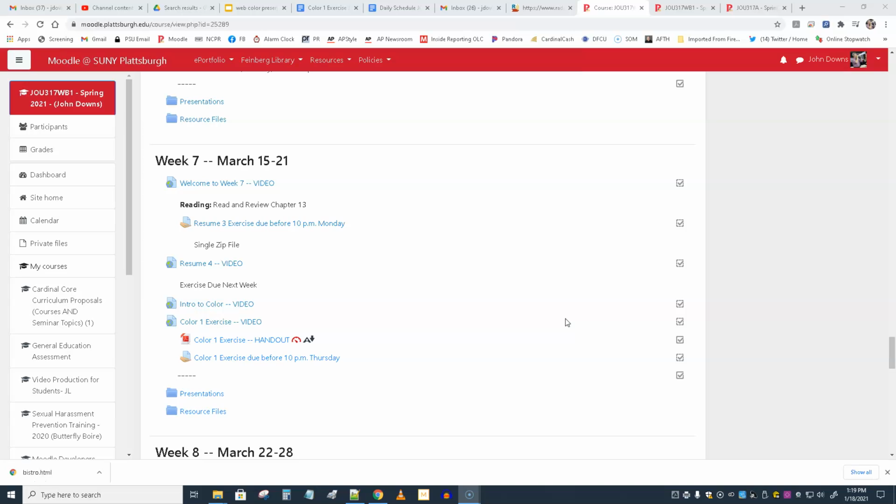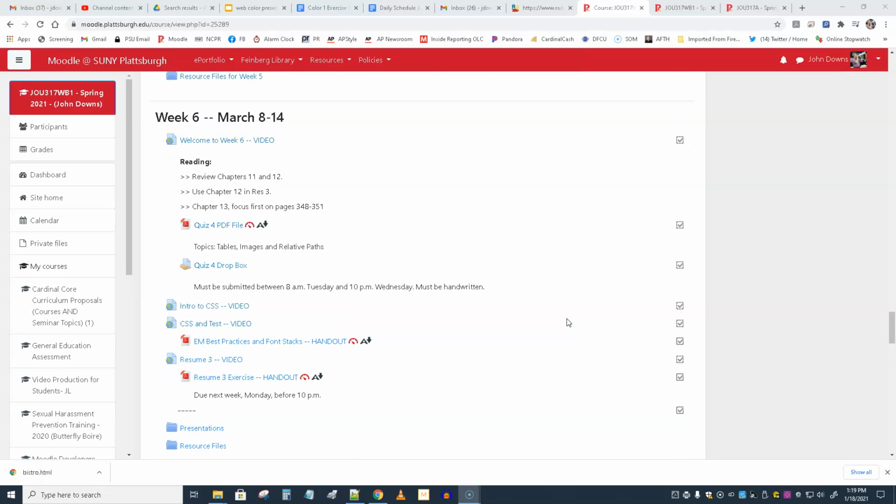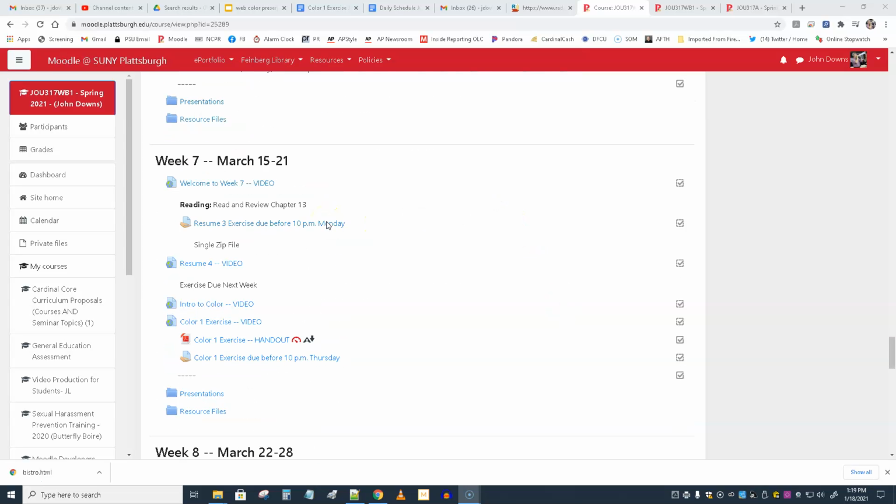So this week, there's no new reading, except you probably didn't really read all of chapter 13. I only asked you to start with looking at some later pages in it. In last week's listing, I said to start with pages 348 to 351, and that is fine, but now read the whole chapter. This is color. Those first pages were about external style sheets, which is going to relate to resume 4. Very important, but everything in this chapter is very important.